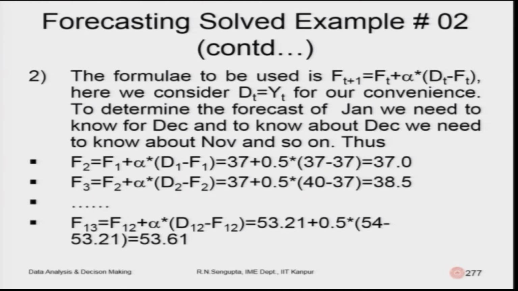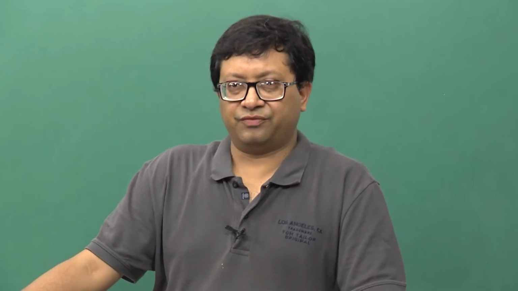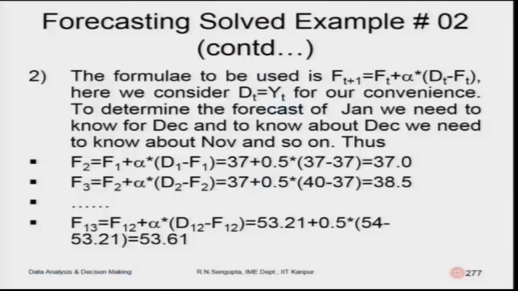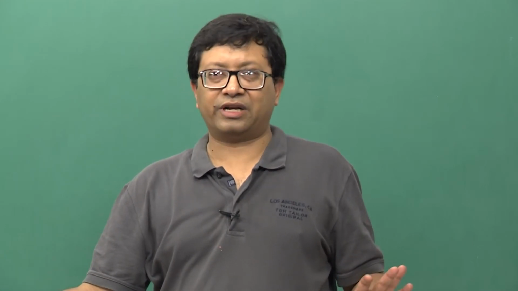Now, the same concept is utilized, but we will put the weightage alpha as 50%, which is 0.5. The formula to be used is again the same: F t plus 1 is equal to Ft plus alpha into the difference between the demand of just the last time period, Dt minus Ft. And I will also consider at the beginning that D1 is equal to F1. The suffix 1 is basically nomenclature. It does not mean that it has to be 1; it can be time period 0, it can be time period minus 1, whatever it is.